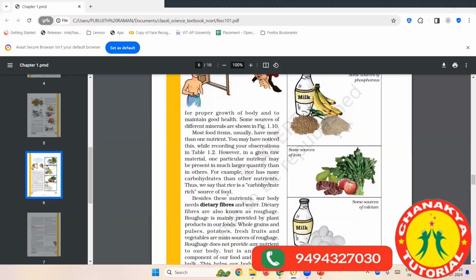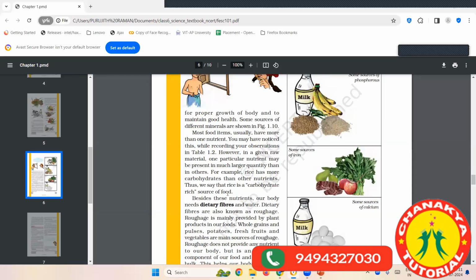So the quantity matters. For example, that day we had the test for protein, we took the egg white. It doesn't mean that only egg white has protein, but the amount of protein content in the egg white was more than the milk, right? We did the test for milk also, but the purple color was not that dark. But when you went for protein in the egg, it was so dark. So we can say that egg is rich in protein, right?